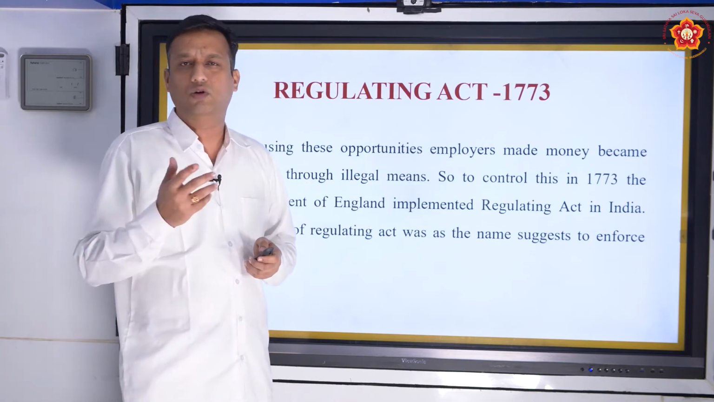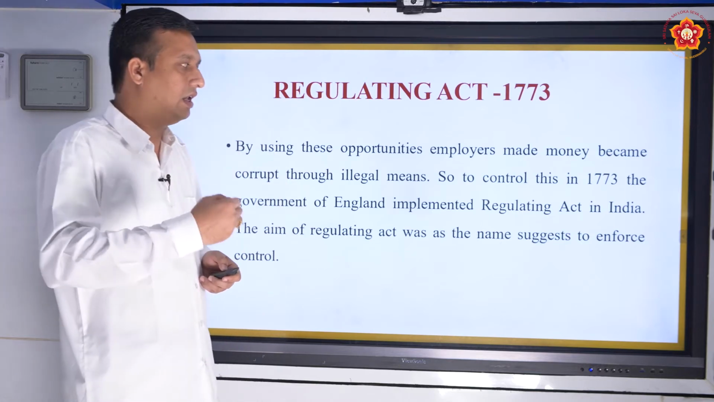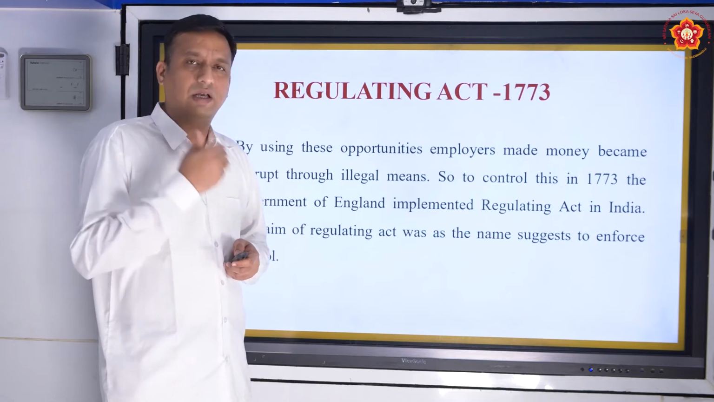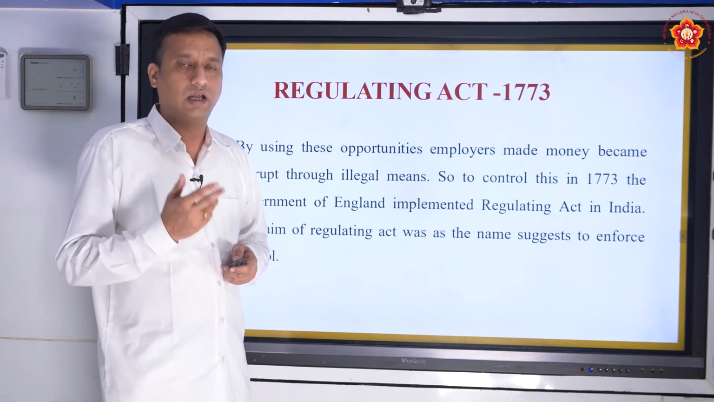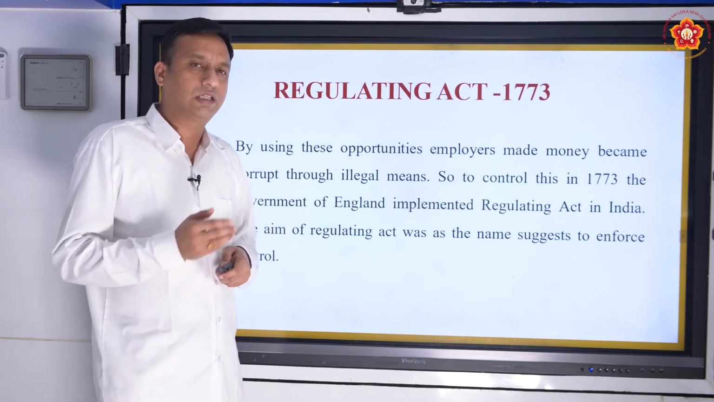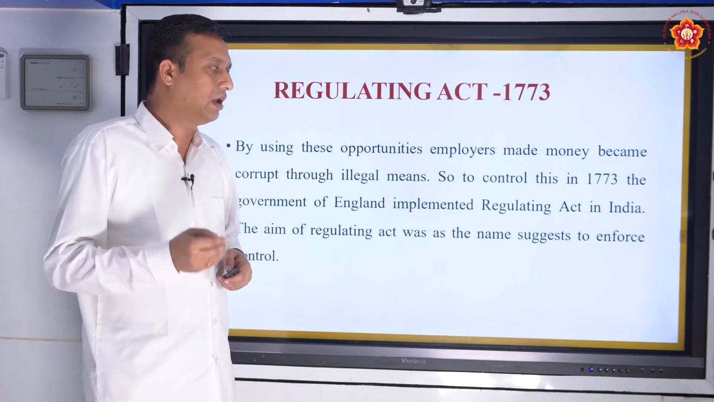By using these opportunities, employees made money and became corrupt through illegal means. Now they got a chance because there was nobody to control them. So it was laissez-faire, do whatever you want. In this way, they started to amass a lot of wealth, and it became a concern for the British East India Company because a lot of businessmen and private people were making money.